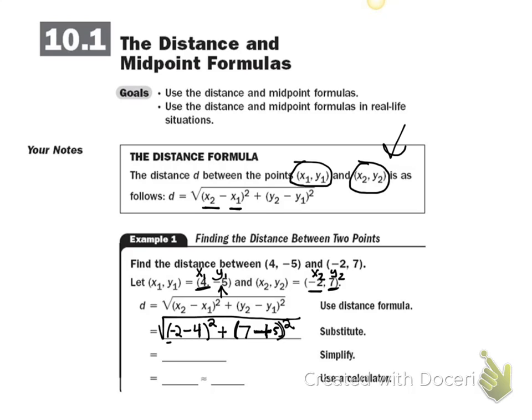So what we're going to have then, if we simplify, is -6 that we have to square in the first set of parentheses, and in the second set we're going to have 12 squared. You know that's going to be 36 plus, and 12 squared is 144. If you add 36 and 144, you get the square root of 180, I think. Now, that's your final answer.